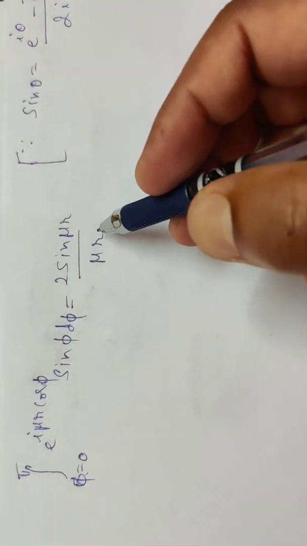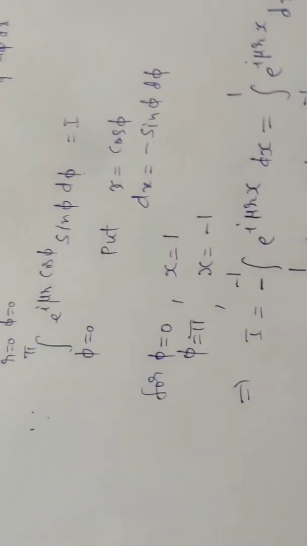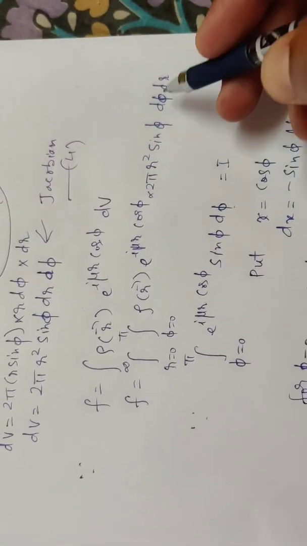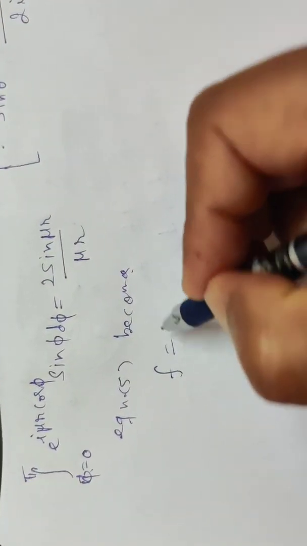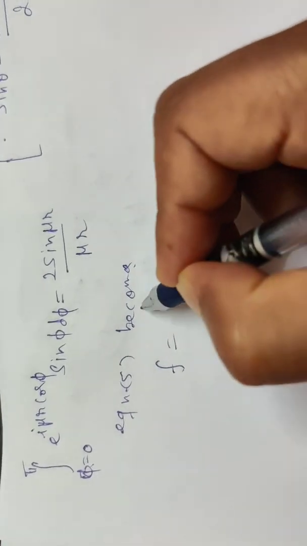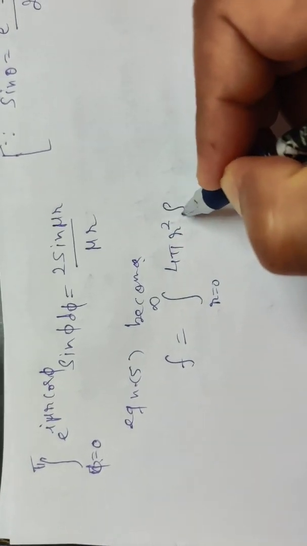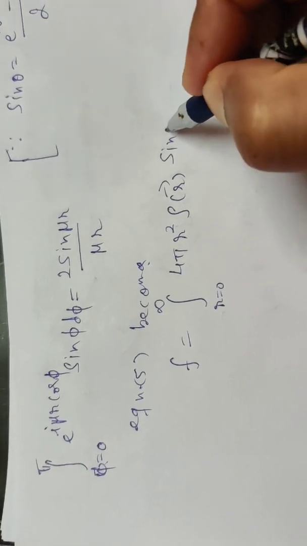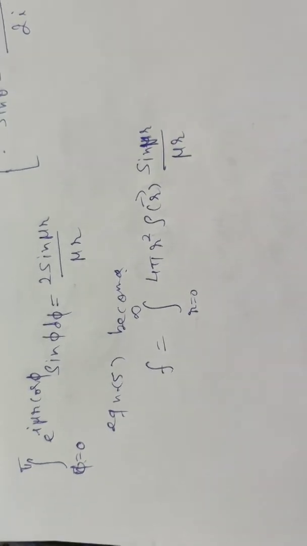So now put this value into your equation number 5. So therefore equation number 5 becomes the integral from r equals 0 to infinity of 4 pi r square rho into sine mu r divided by mu r. Equation number 6.